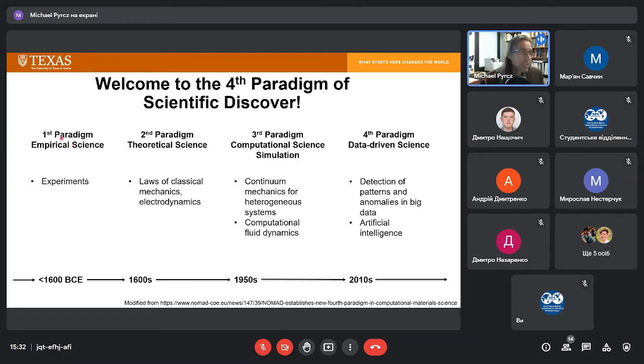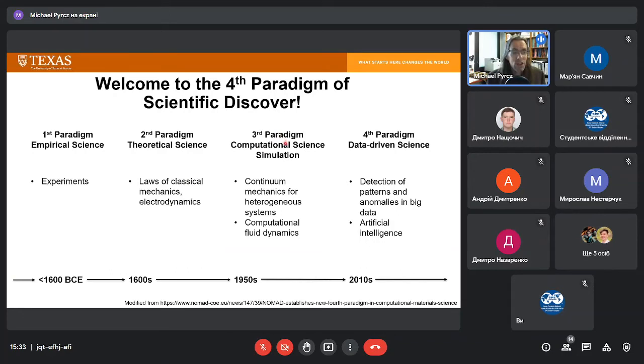The first paradigm of scientific discovery was empirical experiments. Well, the Egyptians were doing that. They were, oh man, I'm glad I'm not part of an Egyptian medical experiment. But they were doing experiments. We've been doing that forever. The second paradigm, theoretical science. Laws of classical mechanics, electrodynamics, whatever. These are all of the fundamental physical laws. We started to learn those back during the 1600s and so forth.